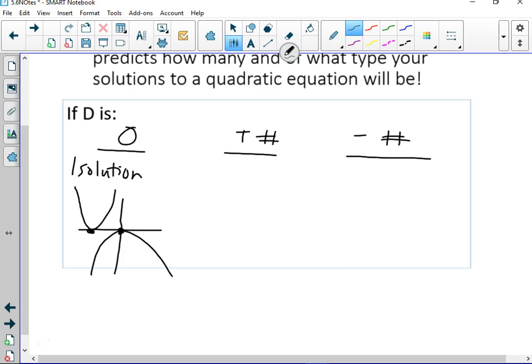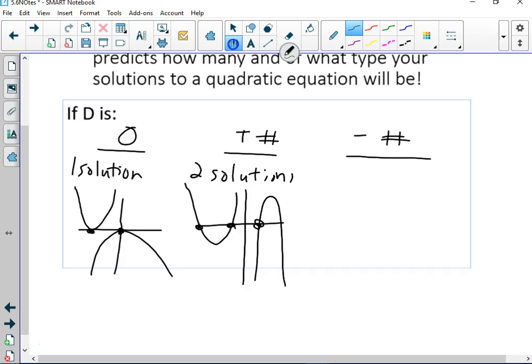If you get a positive number, that means there's two solutions. So your parabola comes down, goes underneath, and comes back up, like so. Or maybe it does this. Okay? It hits twice. It comes up through the x-axis and comes back down.